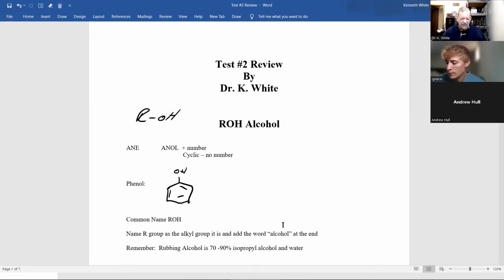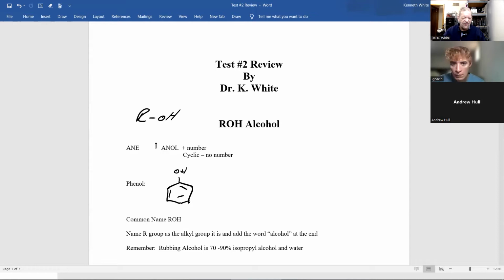How do you name it? Find the longest chain or ring with the hydroxyl group carbon, the carbon with the OH group on it. Name it as an alkane. Drop the E, add OL. If it's acyclic, you need a number.